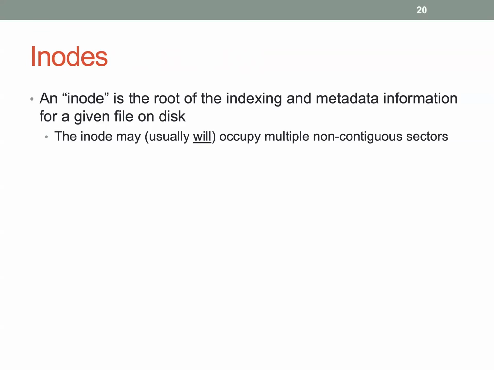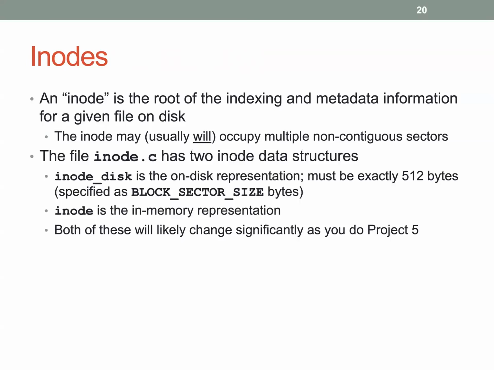The indirect, single indirect and double indirect blocks will be in other sectors, but it's still part of the indexing structure for a file. So inode.c has two different inode data structures, and this again often confuses students. Inode disk is the version of the inode that's actually written to disk and read from disk. So this is always going to be 512 bytes on Pintos.